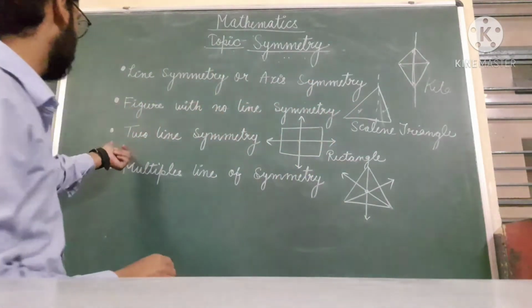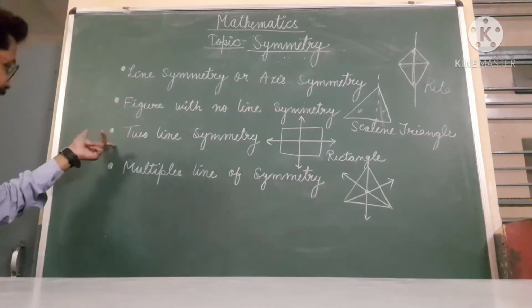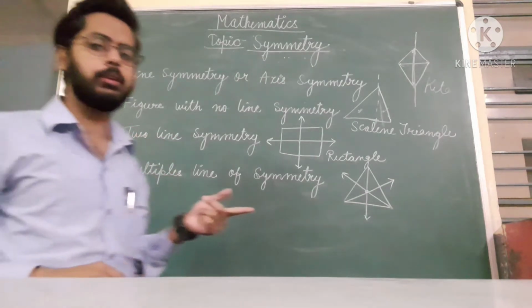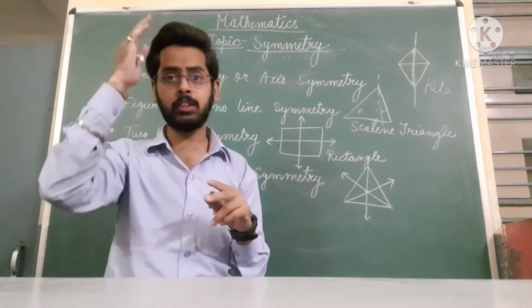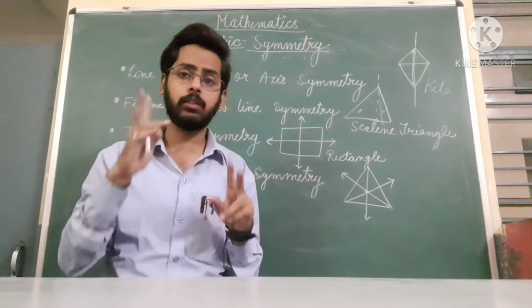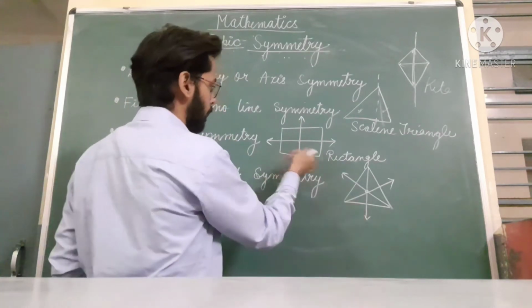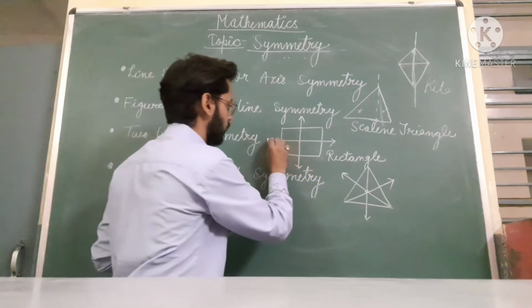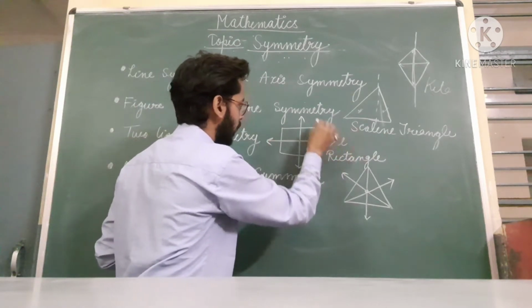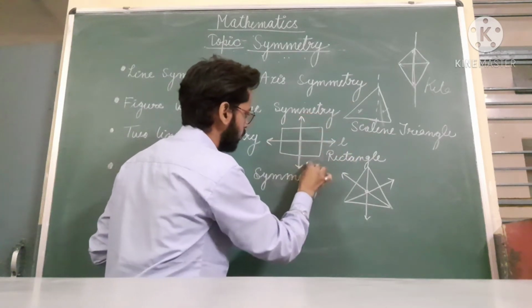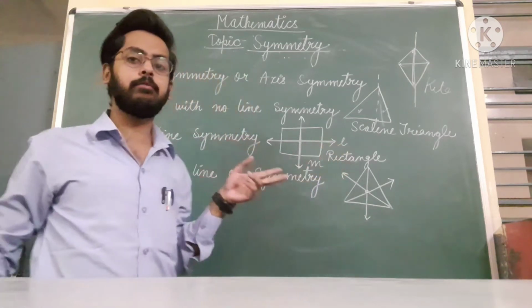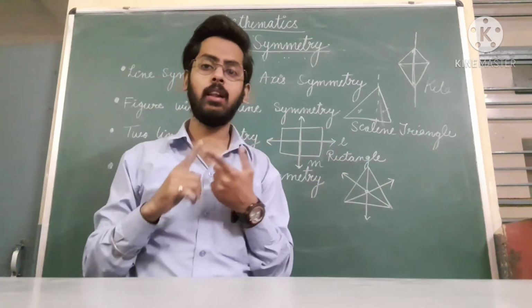Now we'll go through our next heading, that is two-line symmetry. Two-line symmetry is that symmetry in which there are two lines of symmetry and it divides the figure into two equal halves. For example, we take an example of a rectangle. Then this is the first line of symmetry, for example L, and this is the second line of symmetry, suppose M. Then L and M are the two lines of symmetry.